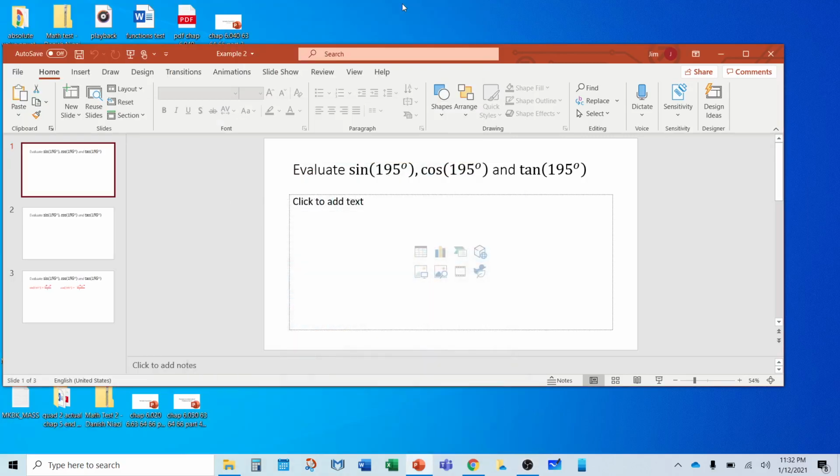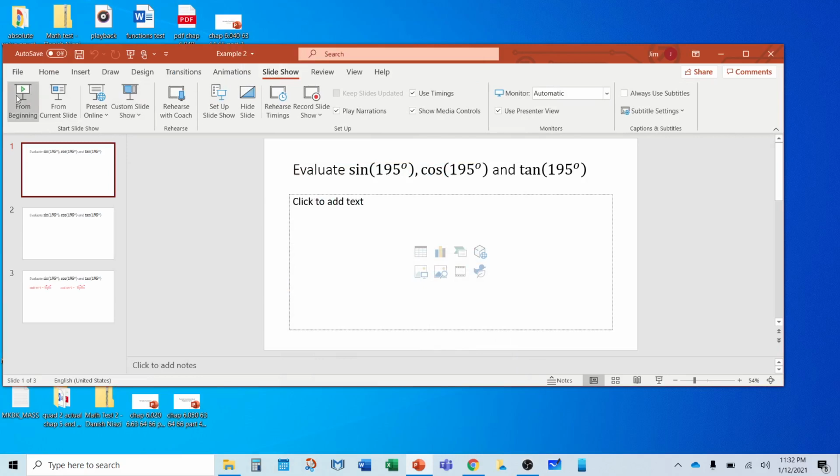In this question, we are going to use compound angle formulas to evaluate the sine of 195 degrees, the cos of 195 degrees, and the tan of 195 degrees. So we begin by saying that 195 degrees is equal to 135 degrees plus 60 degrees. The significance of this is that 135 degrees and 60 degrees are both angles for which we know sine, cos, and tan.